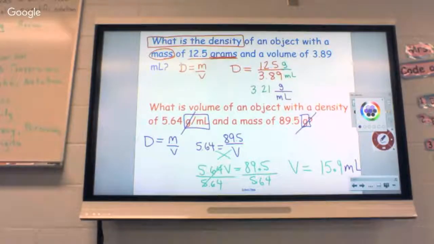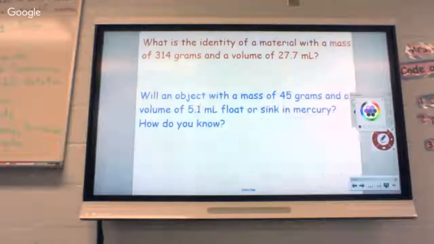Everybody good with that? Okay. All right. We want to do the top one in orange. The blue one I'm not doing at all. I'm only looking at the orange. The orange one is more like something you would see in my class. Write it down and find me the answer.